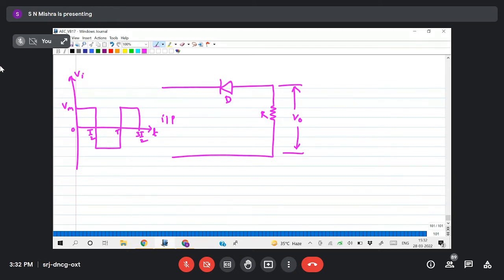So you try to solve it on pen and paper, or if you have a system like this, you can also solve it and share your screen, no problem. Here, for Vi greater than 0, the diode will be off. Vi less than 0, the diode will be on. Yes or no? Yes, sir.